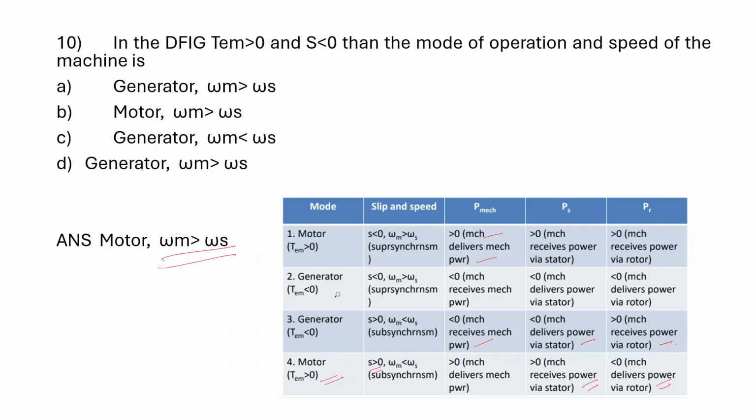But in the generator mode, when the TEM is less than 0, the slip is less than 0, the machine delivers power via stator, and also the machine delivers power via rotor. This is all the classification in the doubly fed induction generator.